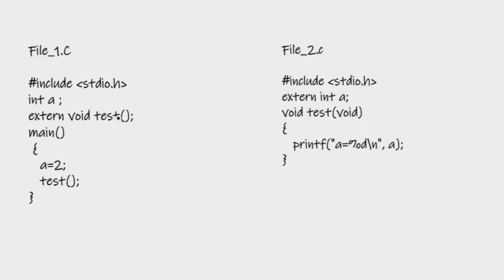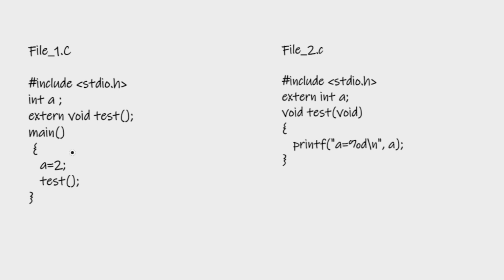For a better understanding, let us consider there are two files in a project, file 1 and file 2. In file 1, we can see here a is a global variable whose definition is in the main function, and here we can find a test function with the keyword extern, which means we are telling the compiler that its definition is present in another file. And in file 2, here we can see the variable a with the keyword extern, which is a global variable in file 1. And here we can find the definition of the test function.